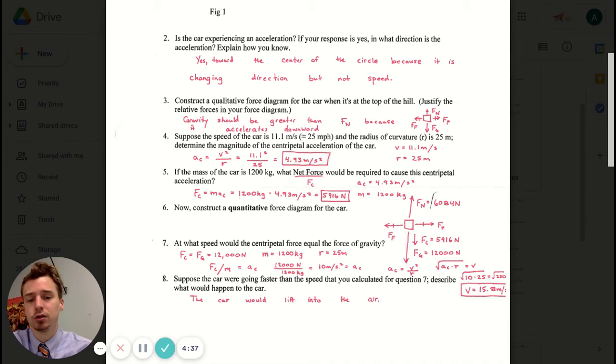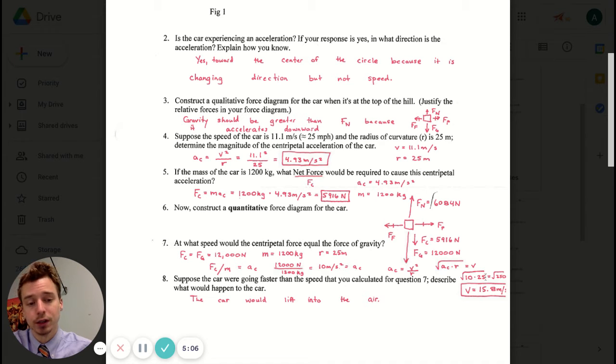If the radius of curvature is still 25, you know the acceleration, you know the radius, you can rearrange this equation to get velocity by itself. So you multiply both sides by radius and square root to get rid of the squared here on velocity. So you get the square root of acceleration centripetal times your radius will be equal to your velocity. Your acceleration was 10.